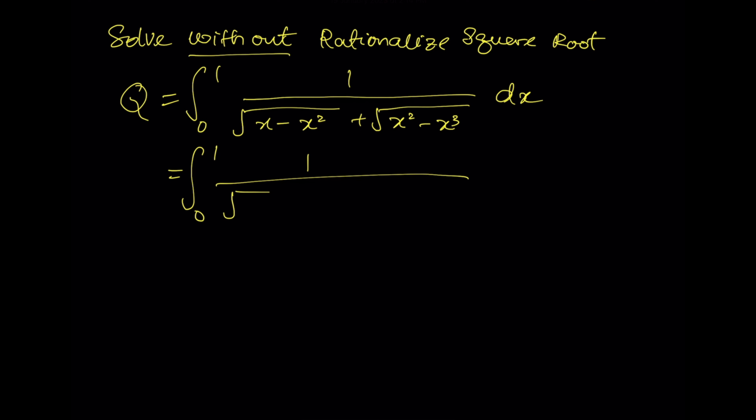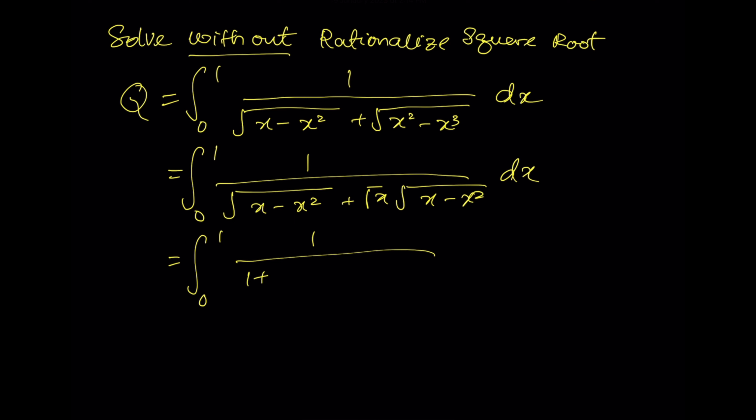First step, let's factor out a square root of x from the square root of x power 2 minus x power 3. We can see that the denominator can be factored again, becoming 1 plus square root of x, multiplied by square root of x minus x power 2.